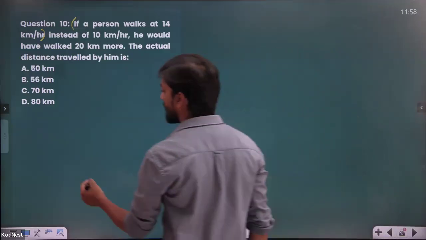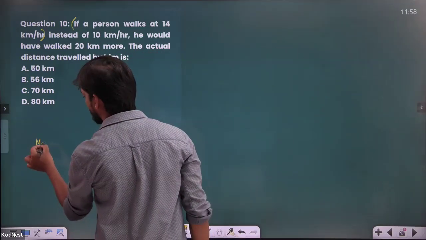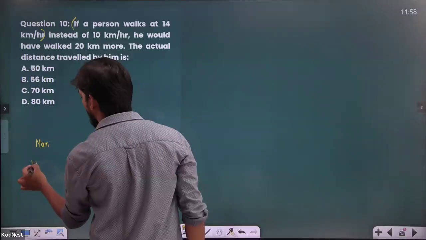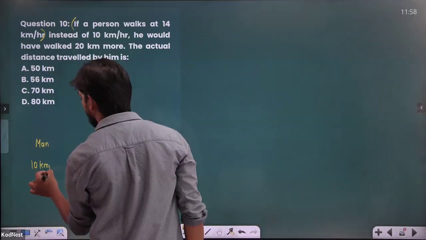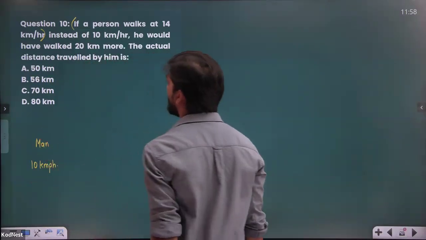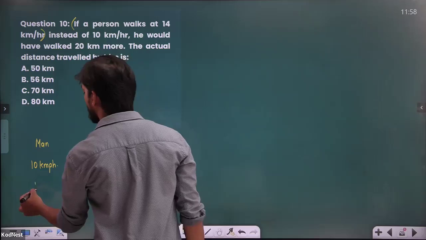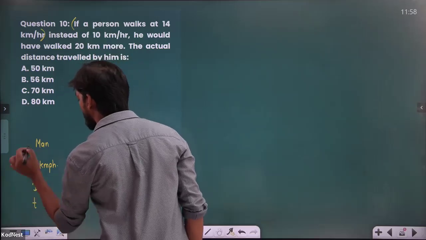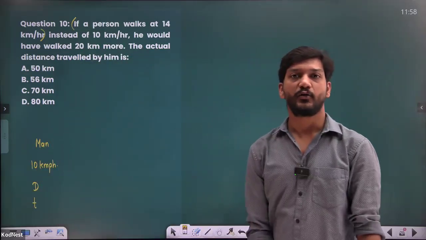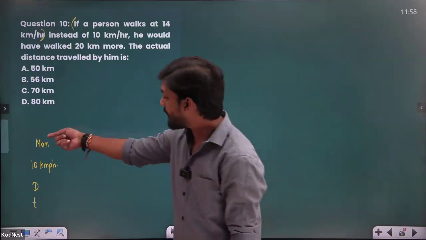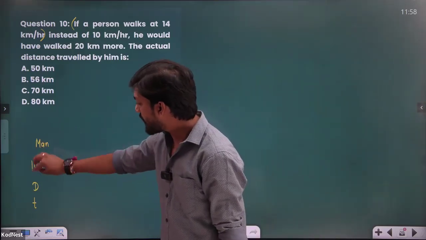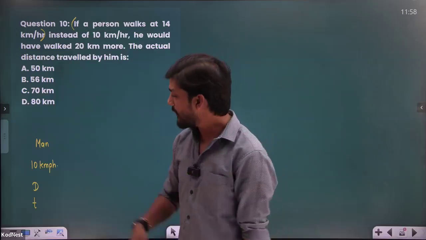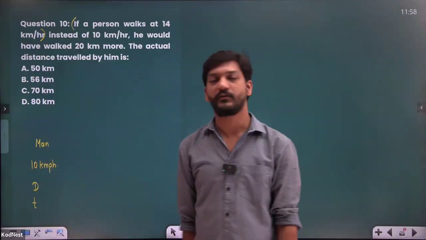So, what you are thinking is you are observing a man. The man is traveling at 10 kmph. He traveled a certain distance in a certain time. You observed it. You are observing the person. He was traveling at 10 kmph. He traveled a certain distance, which is not given, for a certain time that you have observed.